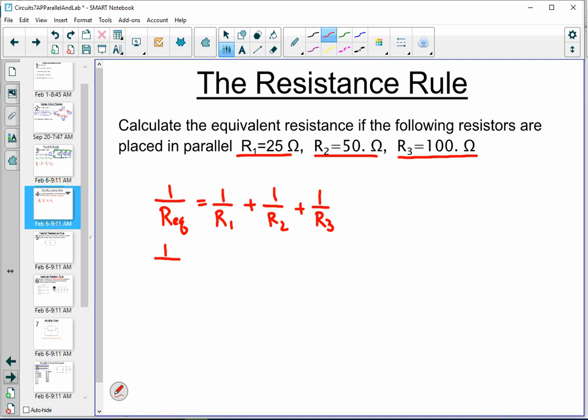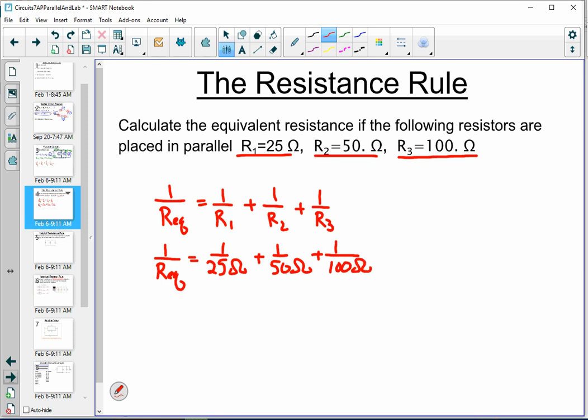Let's substitute with units. 1 over the equivalent resistance. Notice that the left side doesn't say Req, it says 1 over Req. That plays a big role in finishing solving out this problem. Equals 1 over 25 ohms plus 1 over 50 ohms plus 1 over 100 ohms.